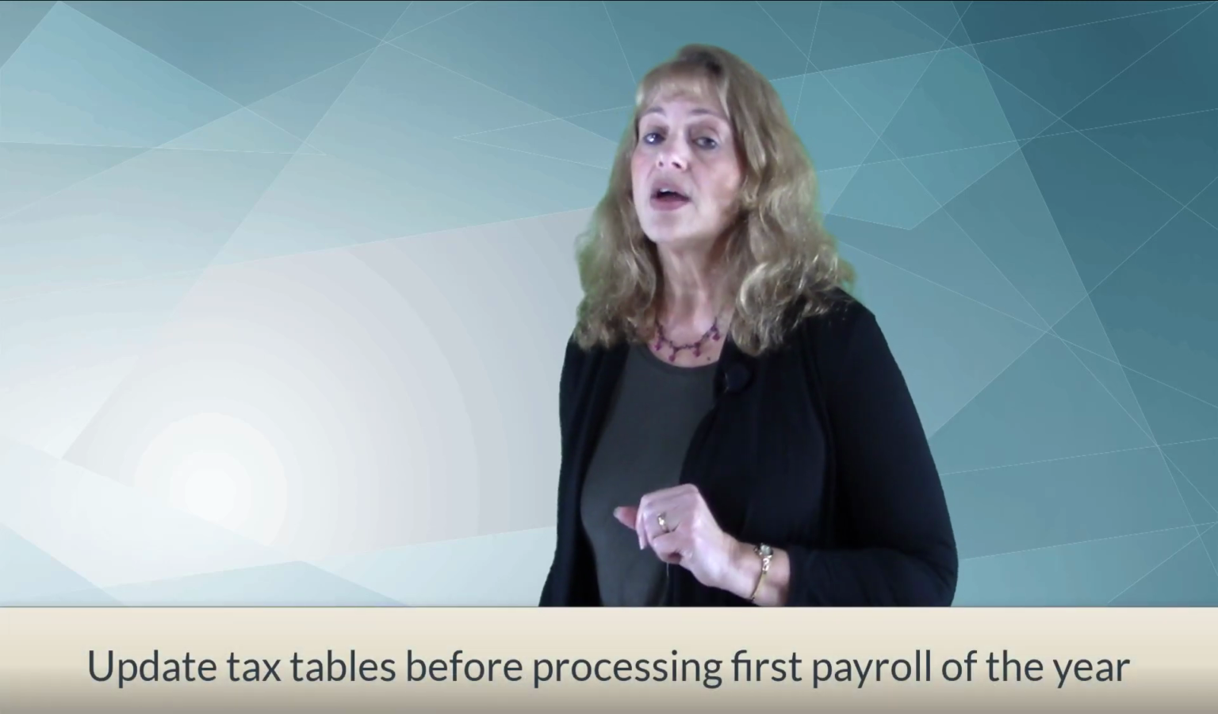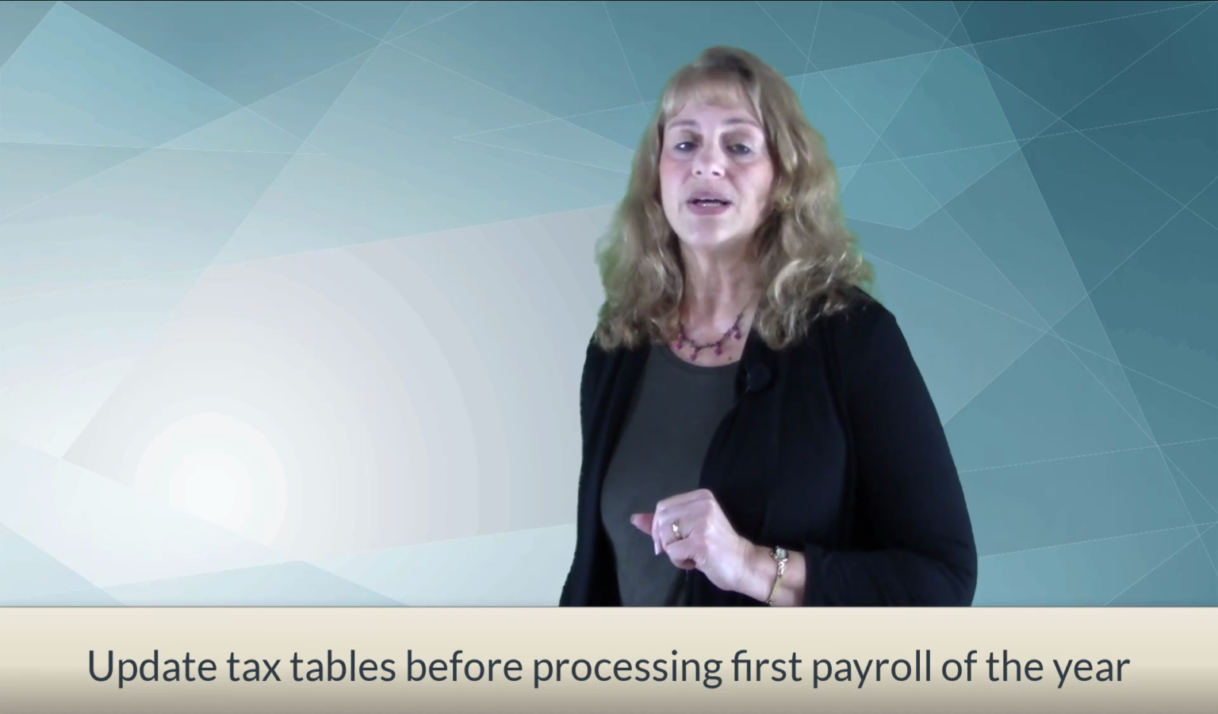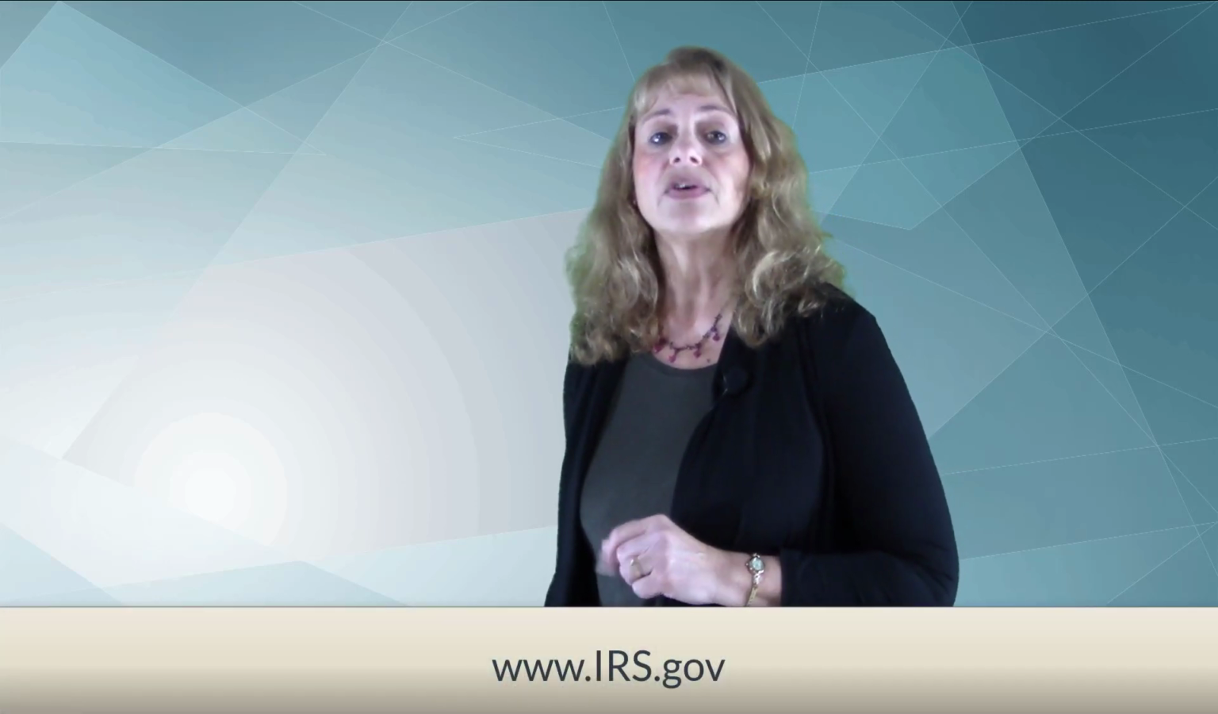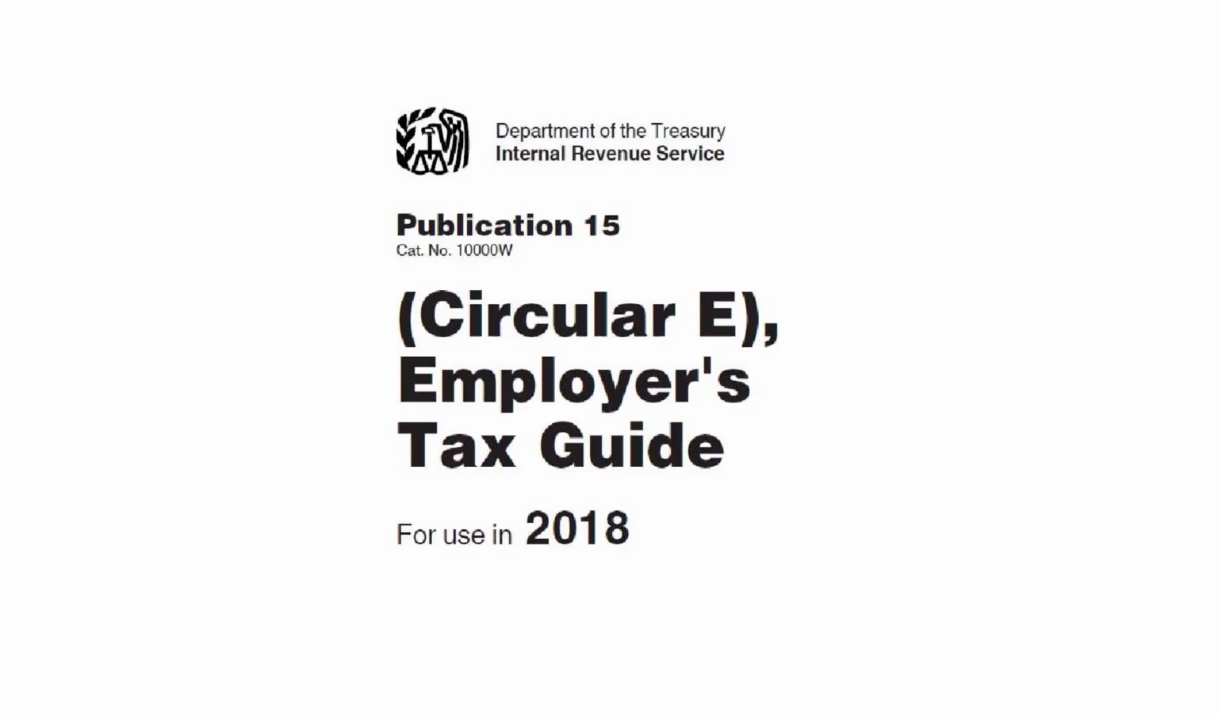Be sure your annual to-do checklist includes updating the tax tables before processing the first payroll each January. For the federal tax tables, begin by going to the IRS website at irs.gov. Use the search box to find the current year PDF of Publication 15, also known as Circular E.